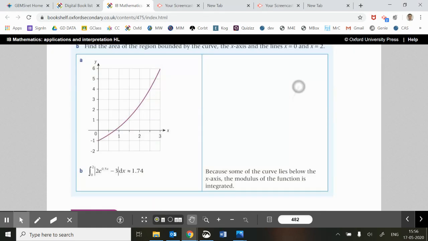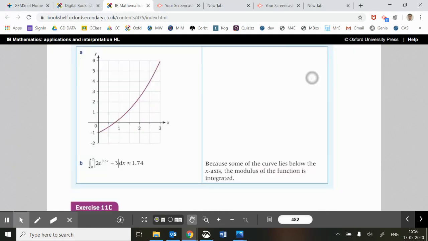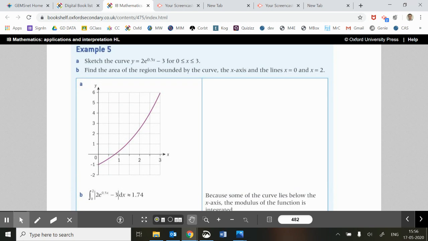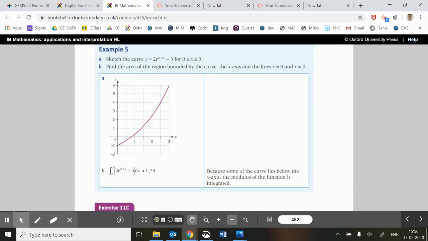Okay. So let's have a look at this. Before they get to 11C, they give you one example. And they say, sketch the curve, in this case, from 0 to 3. Find the area. So, I mean, that's easy. That's just on your GDC. You can come up with that. Find the area of the region bounded by the curve.